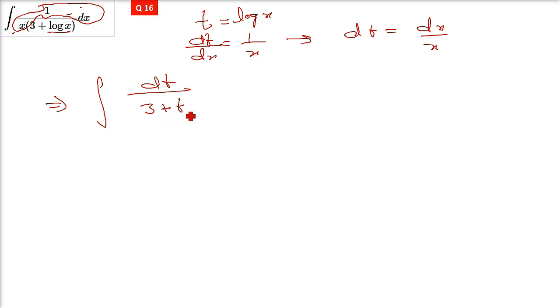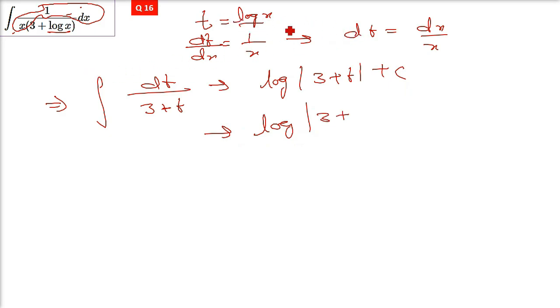Okay. So dt by 3 plus t, this is a form of say 1 by ax plus b. A is 1, b is 3 here. So log of 3 plus t plus constant of integration. So you have log here in place of 3 plus t, you can replace it by log x plus constant of integration. So only 2 steps we have used.